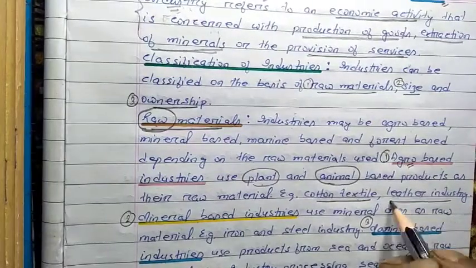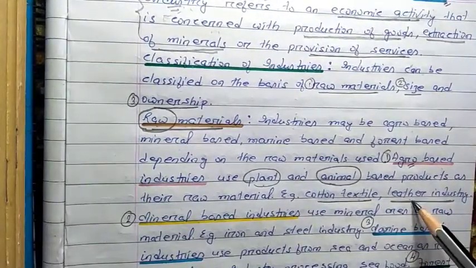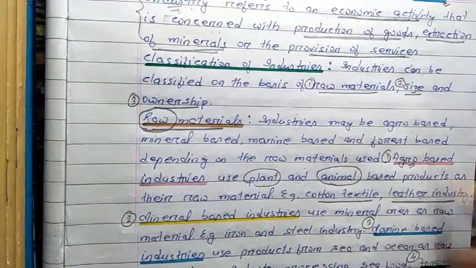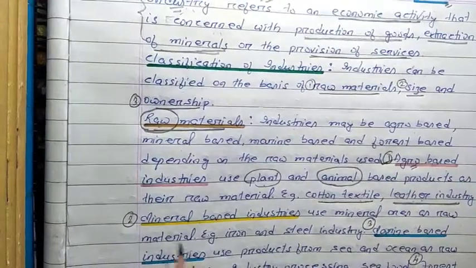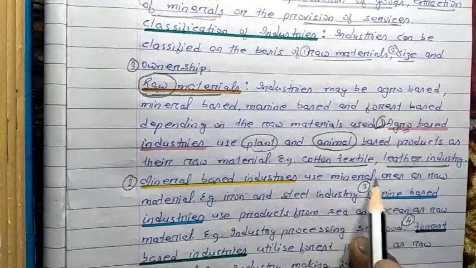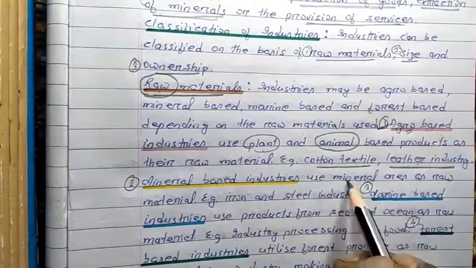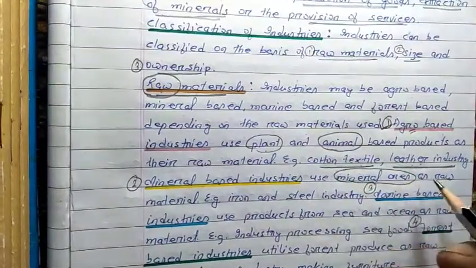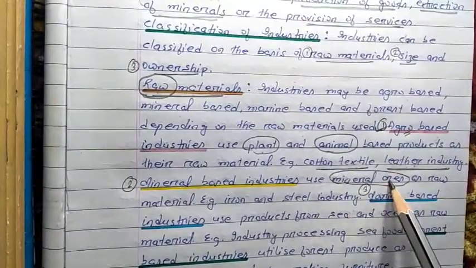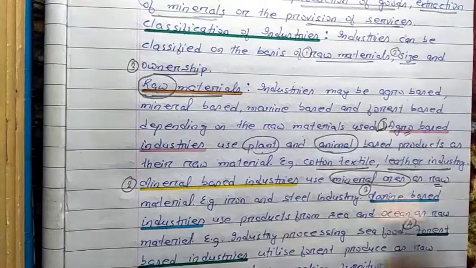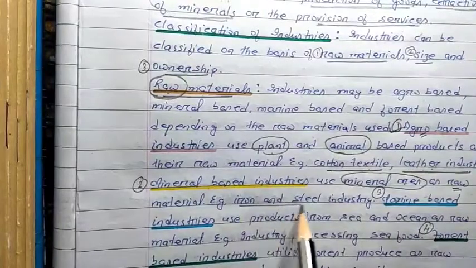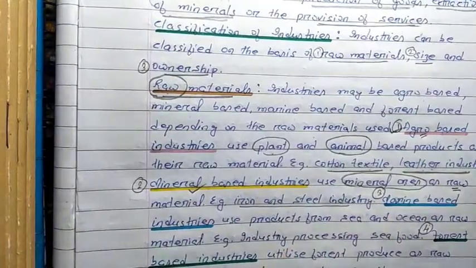Another one is the leather industry. For producing leather, the industry needs to depend on an animal-based product, that is leather, and that's why it also comes under agro-based industry. Second one is mineral-based industries. Mineral-based industries use mineral ores as raw materials. Mineral ores means iron ore and other things like iron and steel. These all are mineral resources. So the industries which generally depend on mineral ores or mineral resources as raw material are known as mineral-based industries. For example, the iron and steel industry is one type of mineral-based industry.